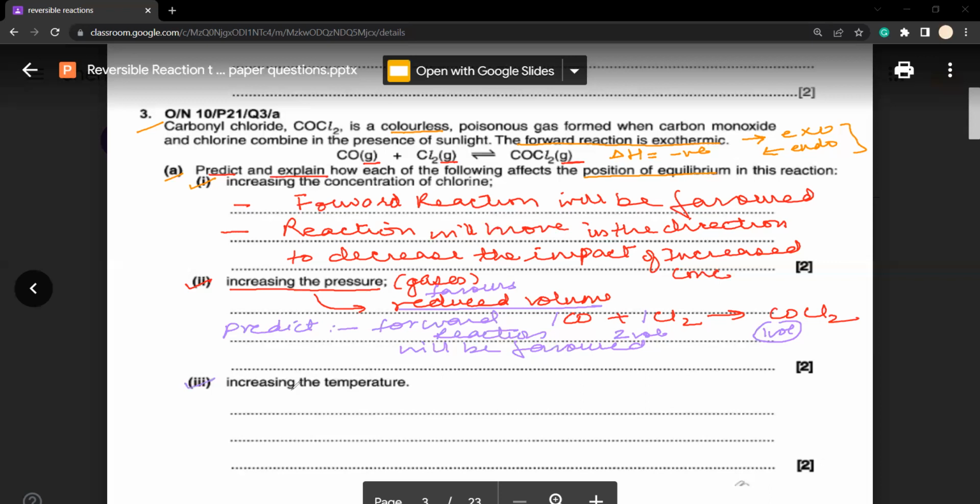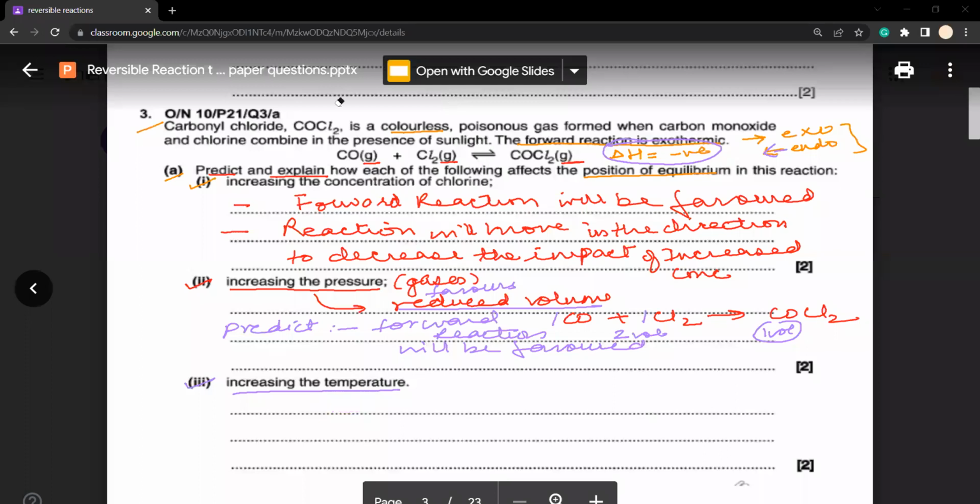Coming to the last part, increasing the temperature. I told you that for increasing the temperature, we have to look at the delta H value, whether it's negative or positive. Now they're saying that the forward reaction is exothermic. So automatically the reverse reaction is going to be endothermic. Now what are they doing? They're increasing the temperature. The increase in temperature always favors the endothermic side, right? So endothermic is the backward reaction.